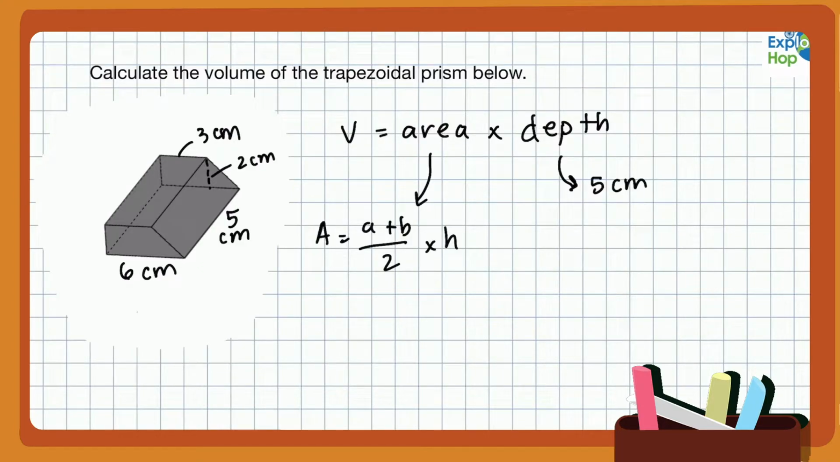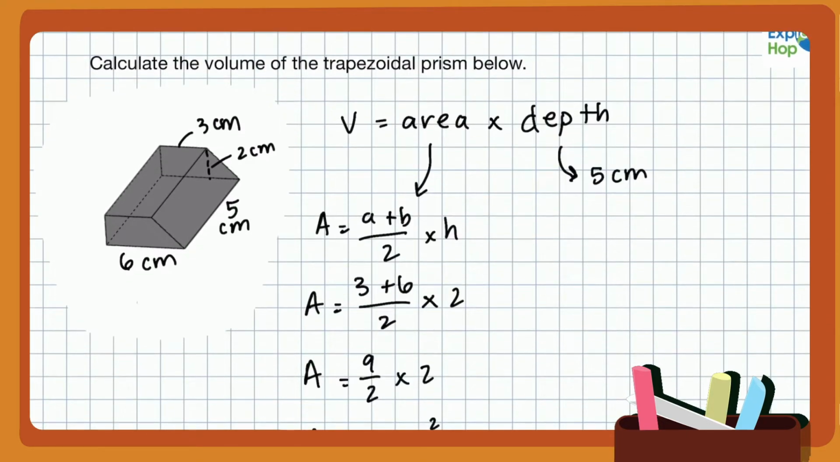So we can substitute in our values and we get the area is equal to (3 plus 6), as we can see, 3 is A and 6 is B, divided by 2 times the height, which is 2 centimeters. As we can see here, the height is 2. And so now we'll just continue to simplify. So the area is equal to 9 divided by 2 times 2. Therefore, the area is equal to 9 centimeters squared.